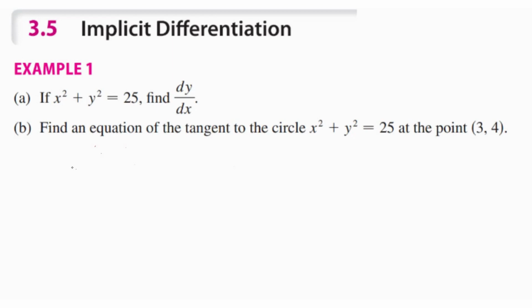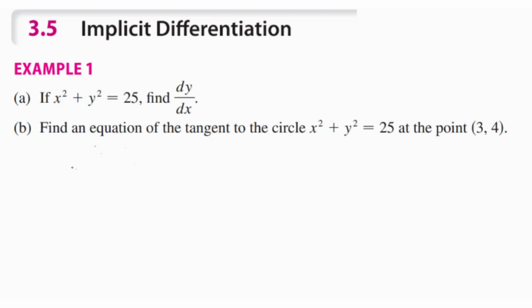This is section 3.5, implicit differentiation. This section introduces a new method of differentiation which says that we should differentiate implicitly both sides of the equation and then we solve for y prime. Let's have a look at this example.